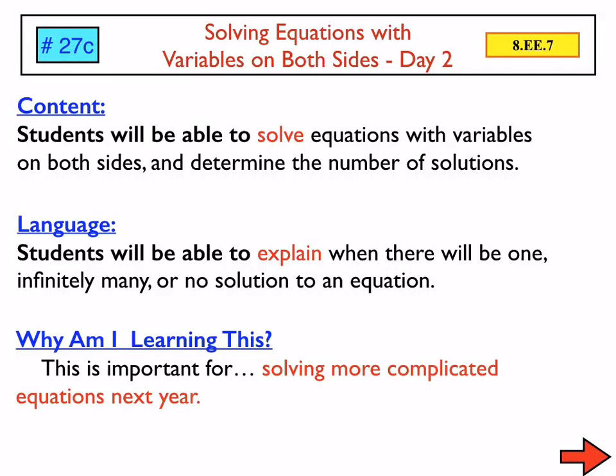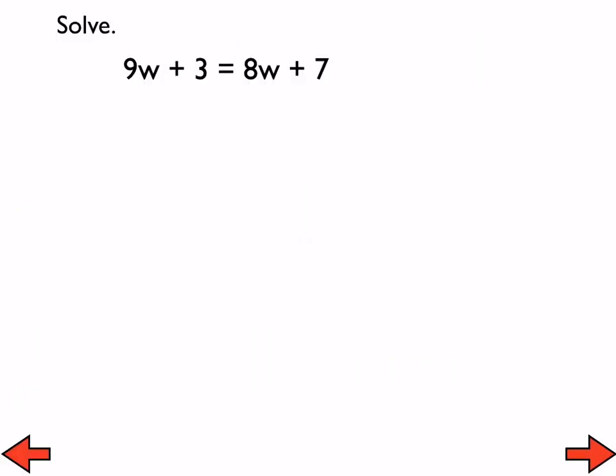27C is day 2 of solving equations with variables on both sides. Like I said yesterday, the whole year we've been solving equations, but yesterday we introduced having x terms on both sides of the equations. We're going to do that today as well, but now there isn't going to be only one answer. There will be a different number of solutions. So, let's get started. This is not on your notes, so just watch.